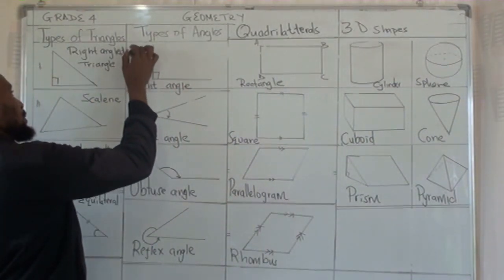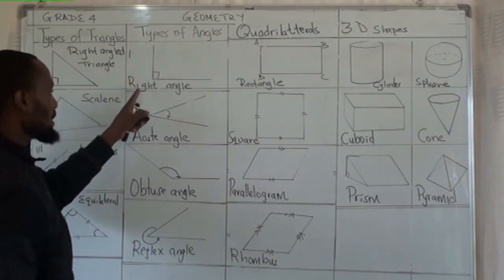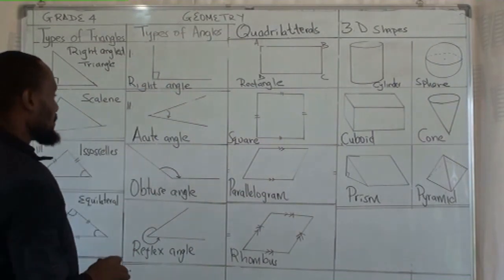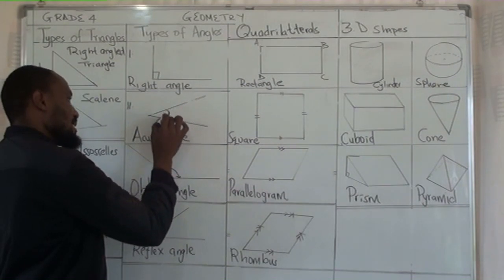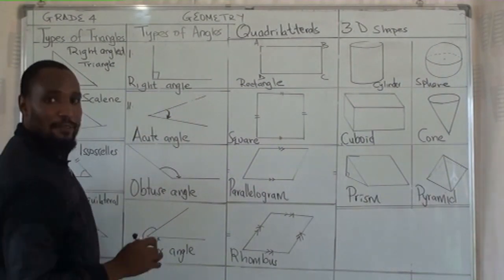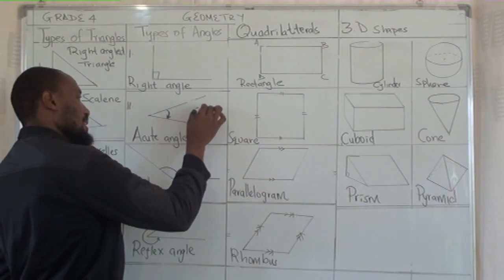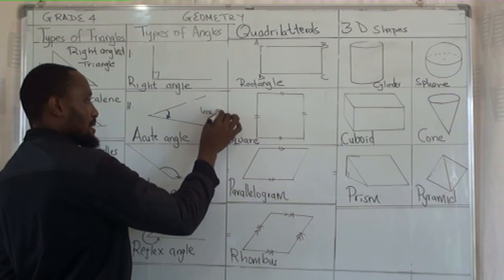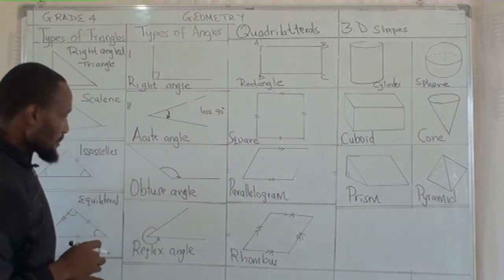Now, what is the property of this right angle? The property of a right angle is that it has 90 degrees here. This is what we call 90 degrees. The property of acute is that it is very small. You can say the angle itself is less than 90 degrees. It is smaller than 90, that is an acute angle.